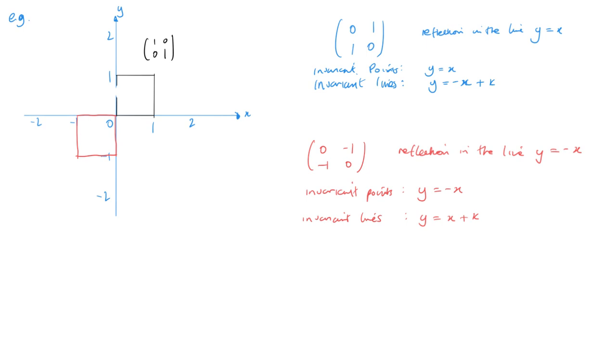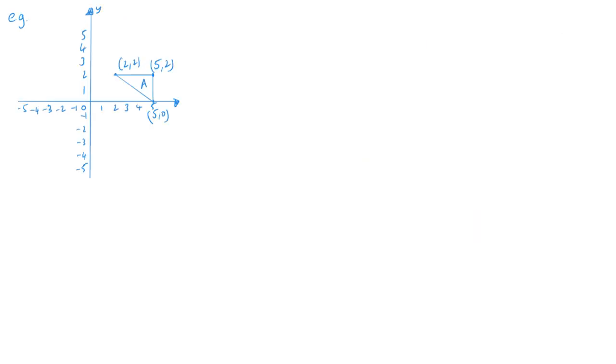Now let's look at another shape with these reflections. So here we have a triangle, the coordinates of which are (2, 2), (5, 2) and (5, 0). So I'm going to put these coordinates down: 2, 2, 5, 2 and 5, 0. And we're going to reflect it in the y-axis. So the matrix is minus 1, 0, 0, 1.